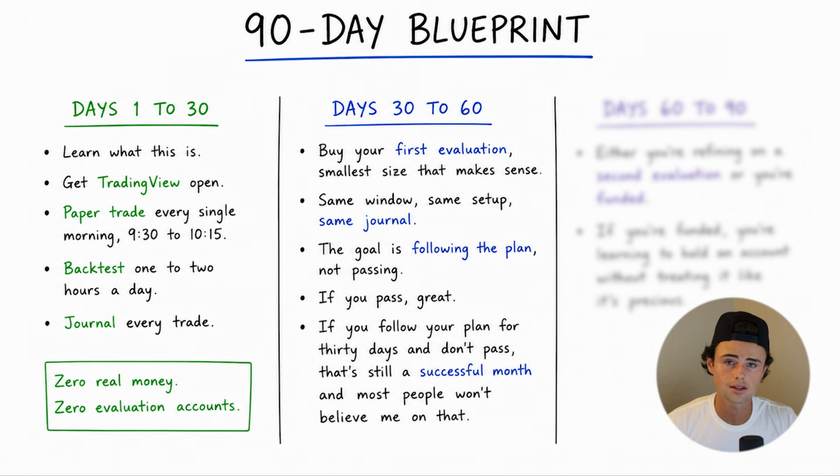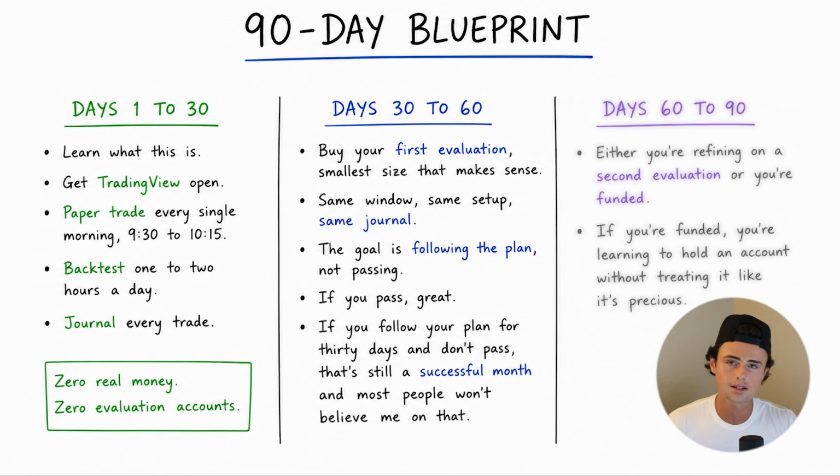Days 30 through 60, if you've proven that you can actually follow your rules, then you can consider buying your first evaluation. I would start small, same trading window, same setup, same journal. Nothing changes just because there's an evaluation screen now. Your goal is to still execute. If you pass, great. If you spend 30 days trading correctly and you don't pass yet, that doesn't automatically mean you failed.